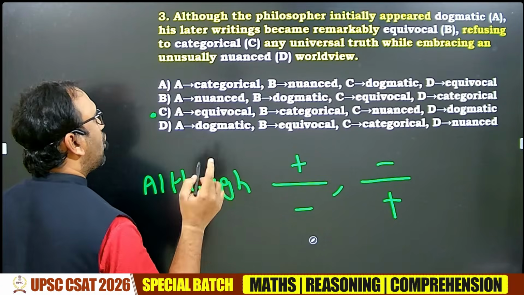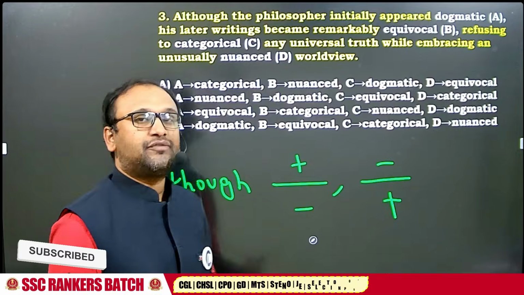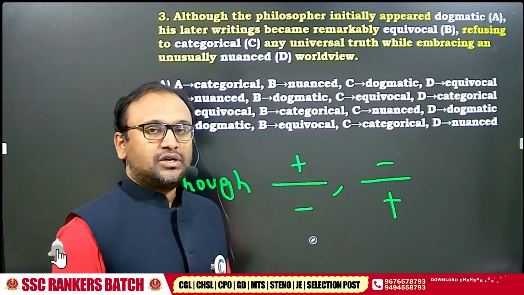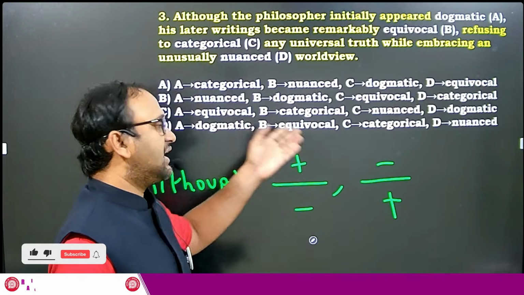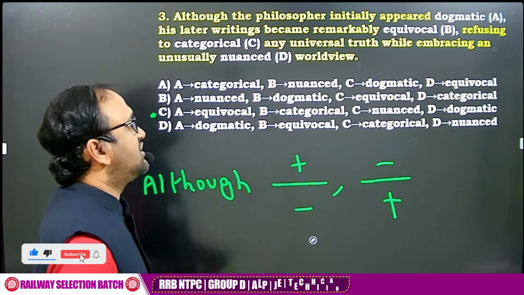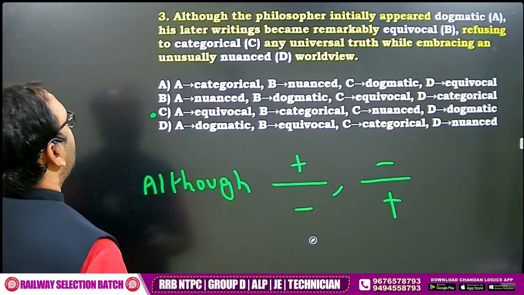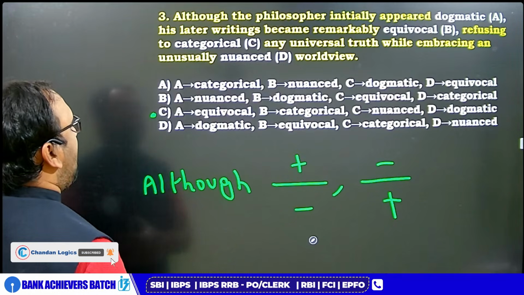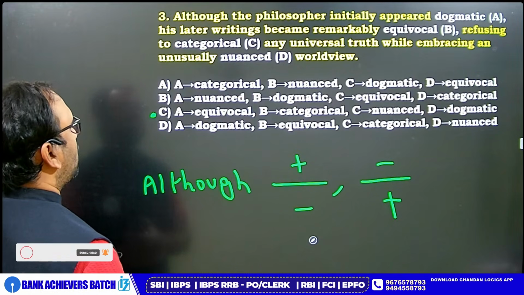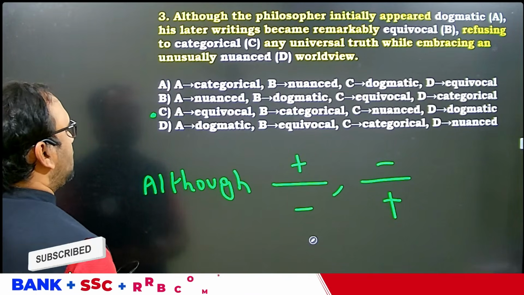Then what happens? Although the philosopher was initially equivocal, means confused, not clear. So although the philosopher was in the beginning very confused, later he became very categorical, which is very positive, right? And I'll also give you something here. Refusing to dash any universal truth.